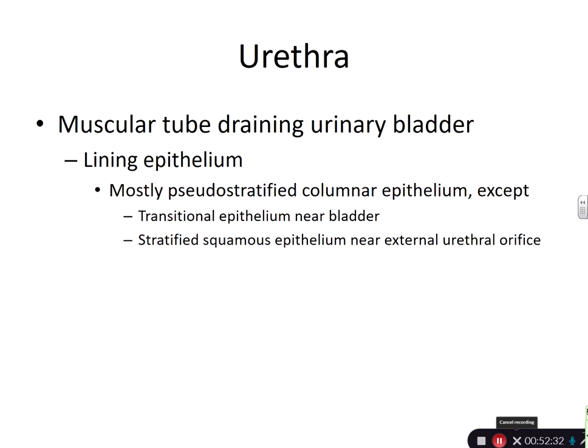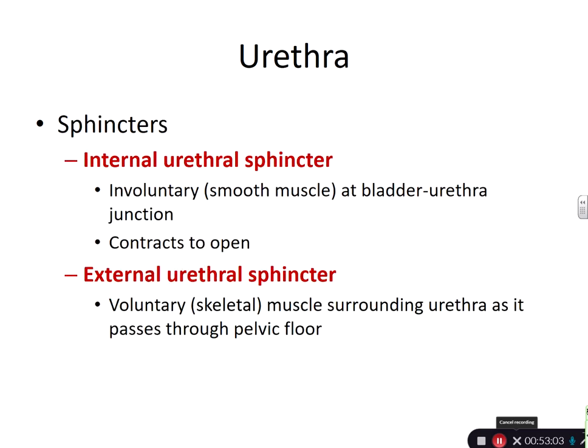Now again, the urethra is what drains the bladder. This is mostly a pseudostratified columnar epithelium, except near the bladder it's a transitional epithelium, so it can stretch. And at the very opening of the urethra, it's stratified. The reason is, remember, stratified is thick, and it's there for protection. You're going to find this in all the openings of your body, right? The lining of your mouth is stratified. The upper respiratory tract is stratified. It's just there for protection.